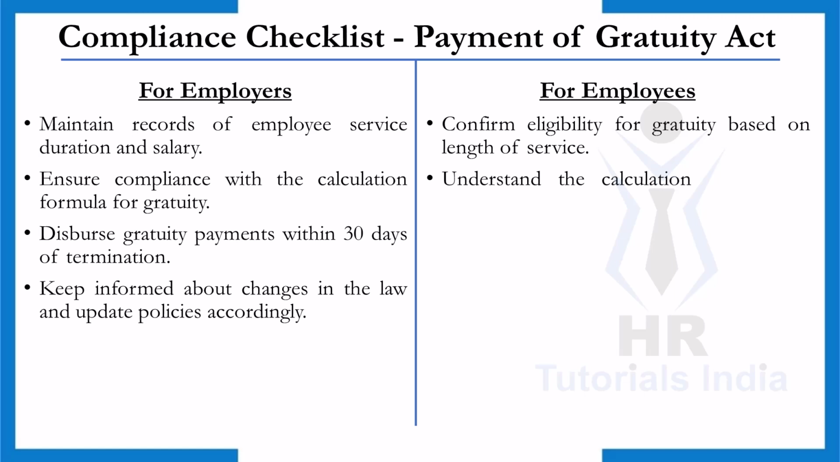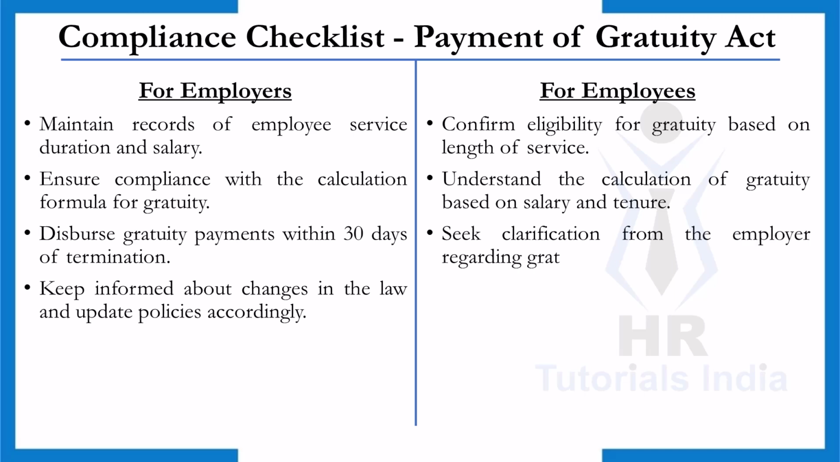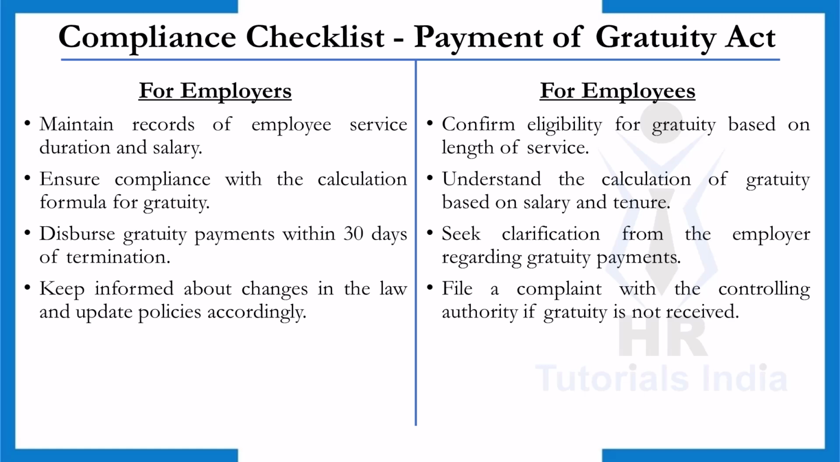Understand calculation method. Employees need to familiarize themselves with how gratuity is calculated, including the relevant salary components and formula used. Seek clarification. If there are any doubts or questions regarding gratuity payments, employees should approach their employer for clarification and ensure they fully understand their entitlements. File complaints if necessary. In cases where gratuity is not received or disputes arise, employees have the right to file a complaint with the controlling authority to seek redress. Following this checklist can help both employees and employers navigate the provisions of the Payment of Gratuity Act effectively, ensuring compliance and protecting their respective rights and responsibilities.